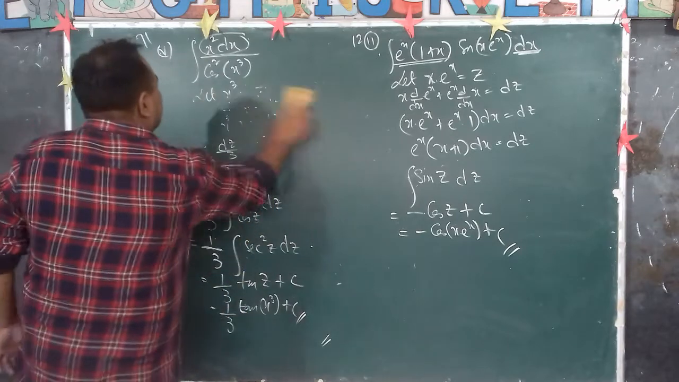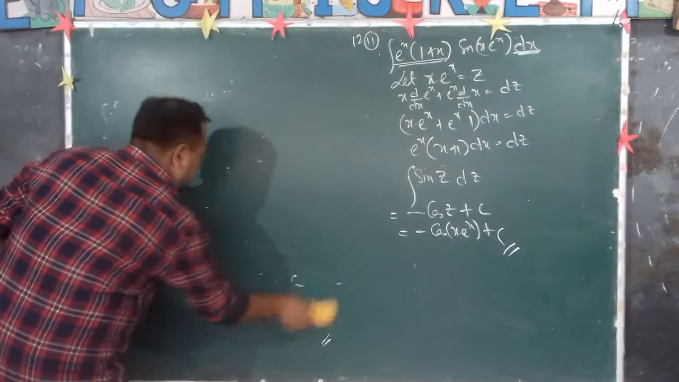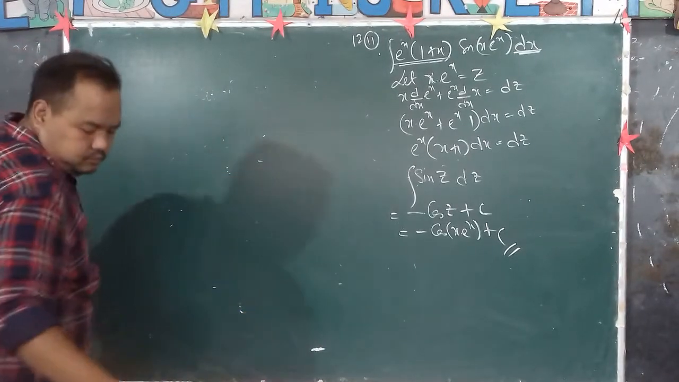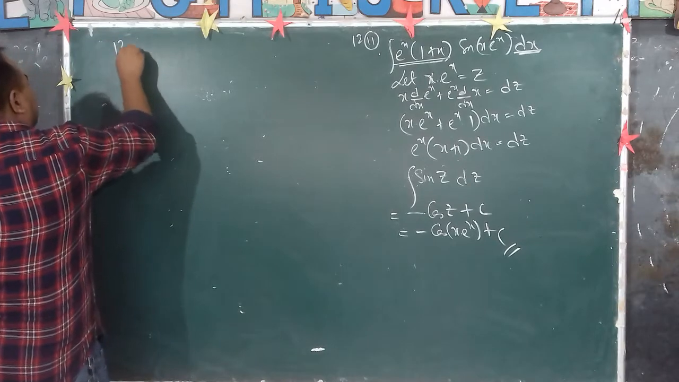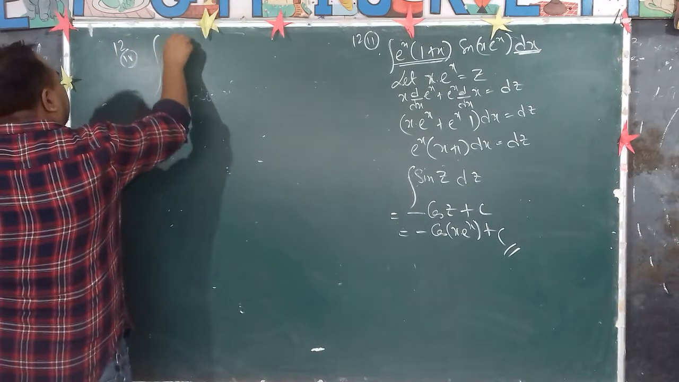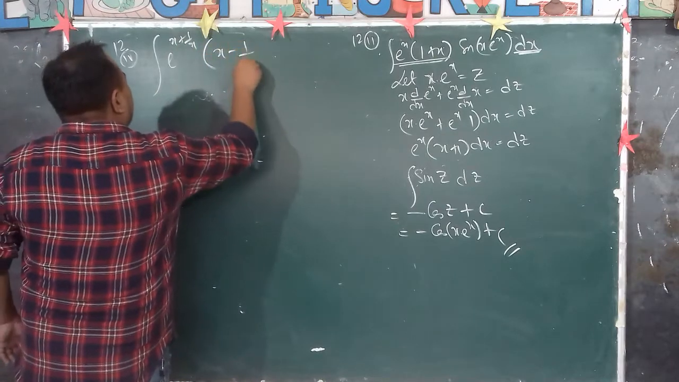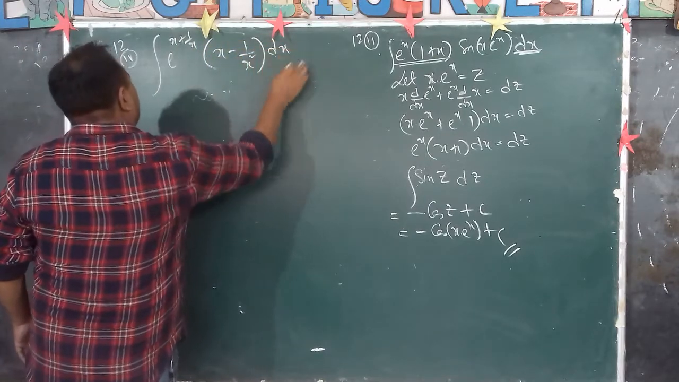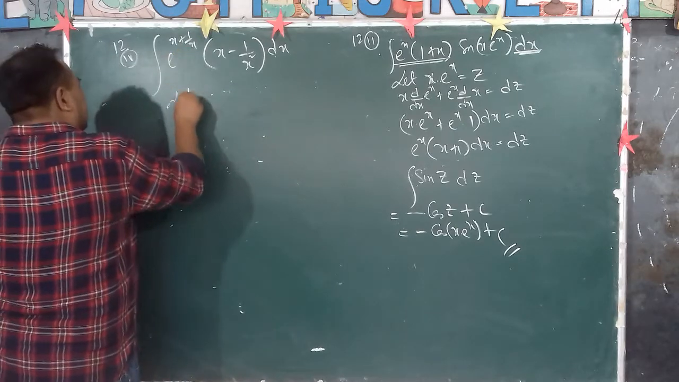Question number 12, subdivision 4. The question is e to the power x plus 1 by x, open bracket, x minus 1 by x square, dx. Again, there is no fraction, so go for the composite part. e should always be with x.